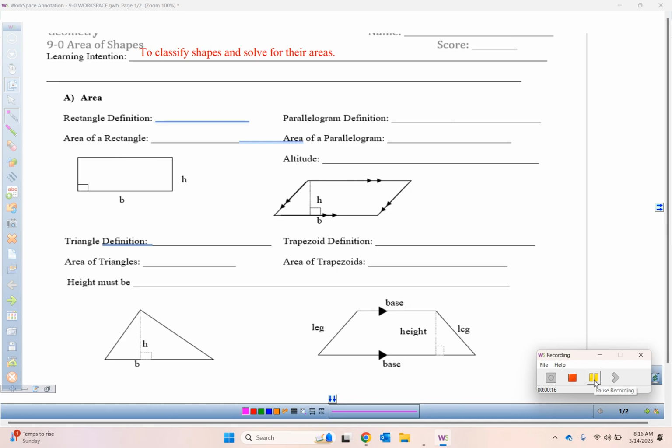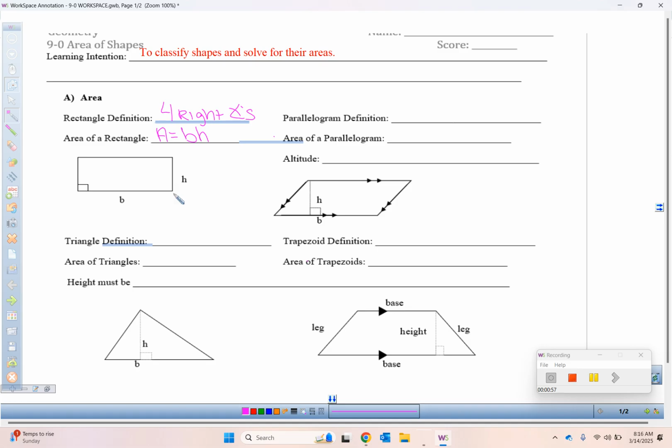Okay, so the rectangle definition is 4 right angles. This should be a bit of a review. If we remember going back, we learned that rectangles have 4 right angles. And the area of a rectangle is, a lot of us in the past have learned, length times width, which is also the same as base times height. So we can call it base times height, or BH. B is my base down here, H is my height here.